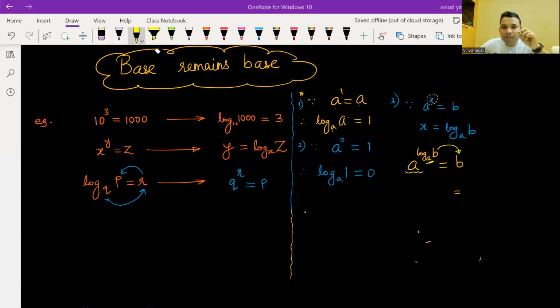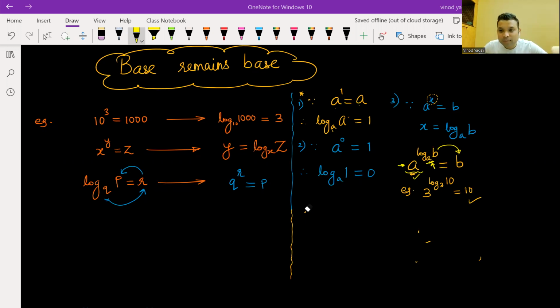So how will you remember? When the original base, this one, and the log's base, that is a, both of them match, the answer is that argument, that is b. For example, 3 to the power log of 10 to the base 3. So what will be the answer? Yes, both the threes match. Original base and log's base are the same, so the answer is 10.